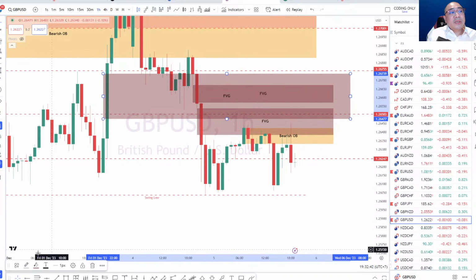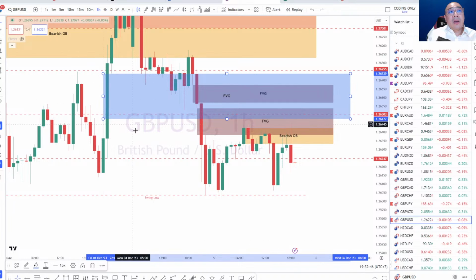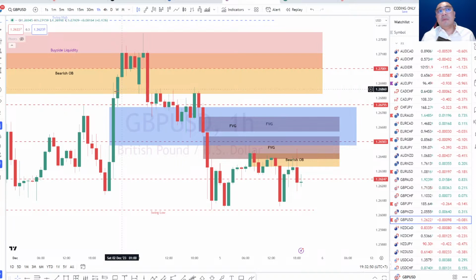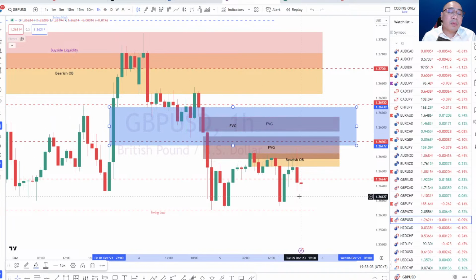I'll just change the larger fair value gap, which is part of a bullish fair value gap, I'll be honest with you, because it ranges up and it becomes part of it. What's interesting here is that the two bearish fair value gaps actually still overlap with the large one. So obviously the large one is probably more important.